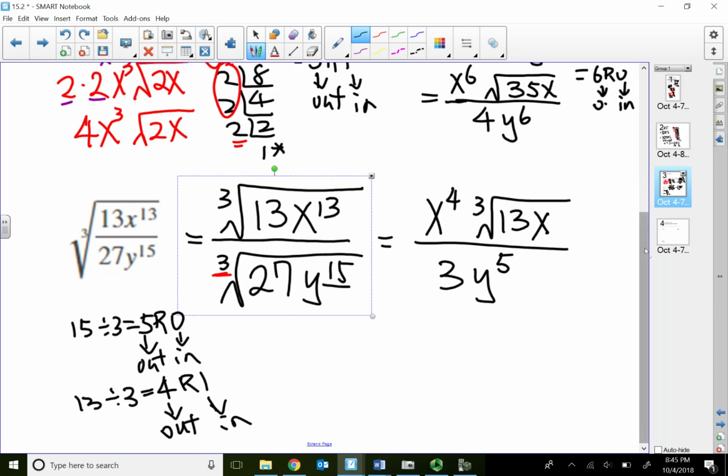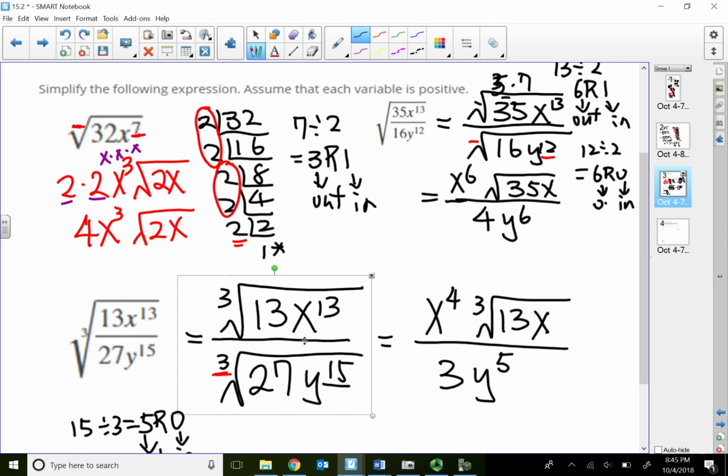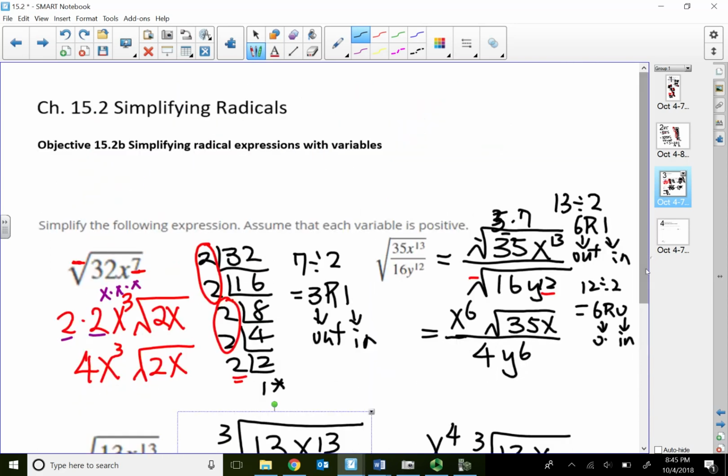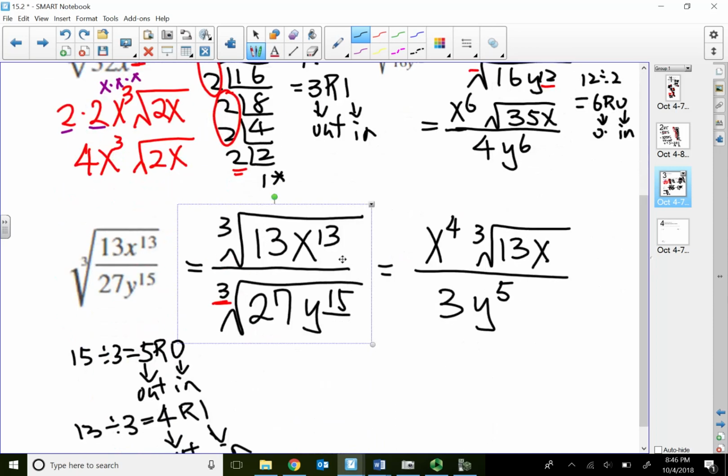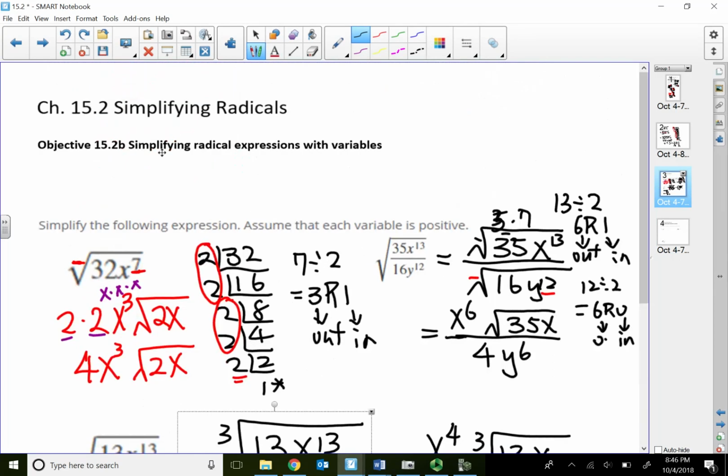So in this lecture video, we added a variable behind the numerical numbers inside the radicals, and I showed you a little shortcut for how we can quickly handle the variable to determine how many go out and how many stay in. I call it a shortcut, but it's really not a shortcut. It's just something I have not introduced yet until other sections of this module.